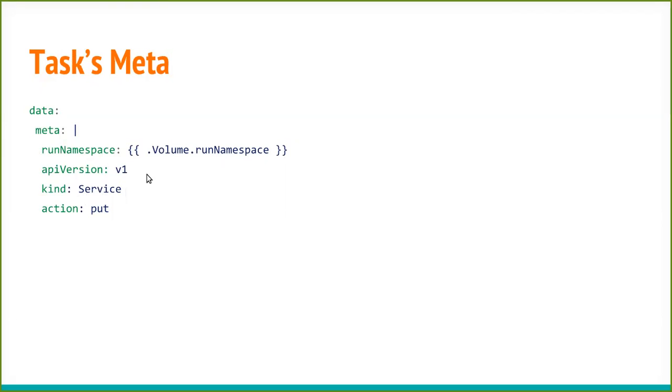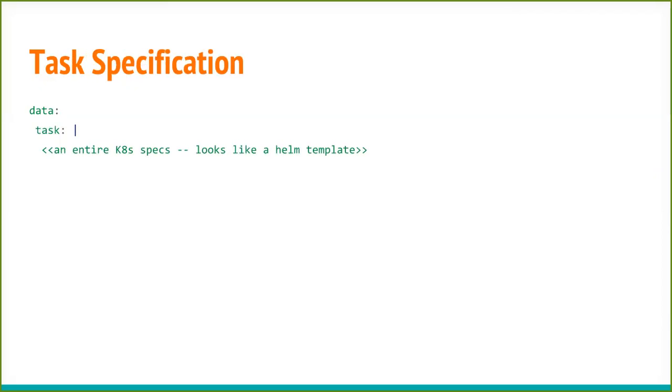Again, if you see the run namespace, typically, it boils down to the Kubernetes namespace where this action will be executed, where the task will be executed. So this is all about the task meta. Then we have the task specification. Task specification will actually embed an entire Kubernetes spec. We'll come to this once again.